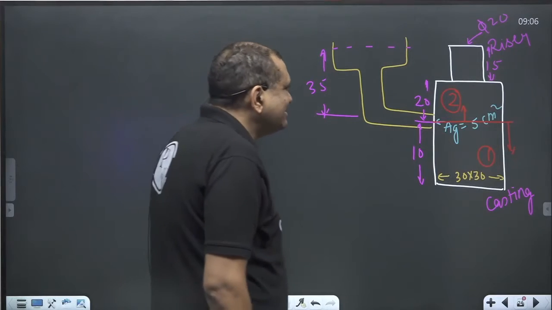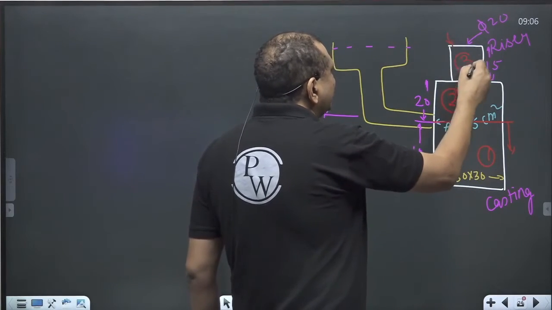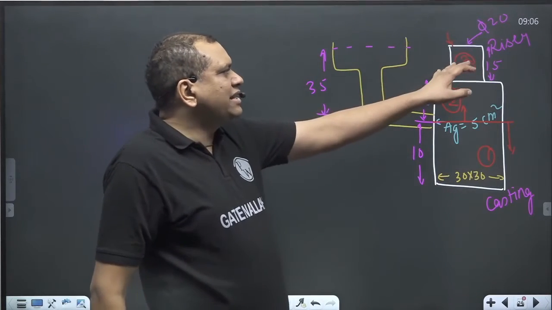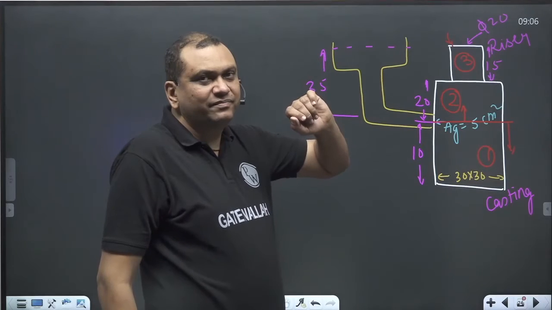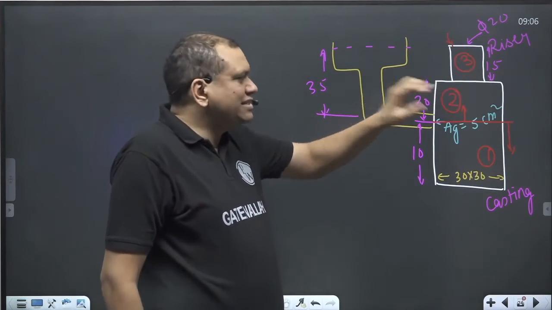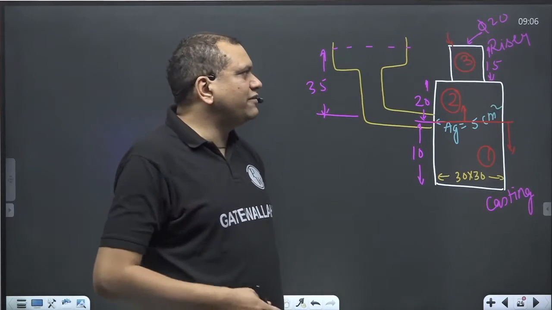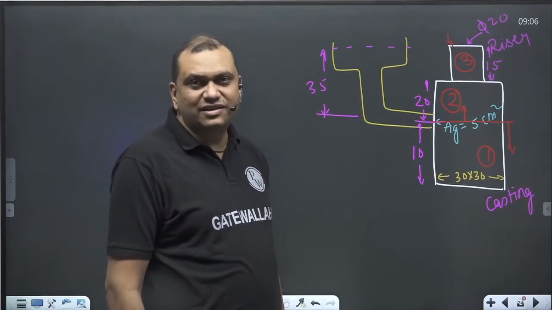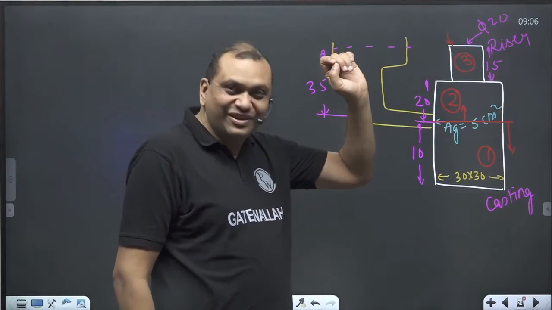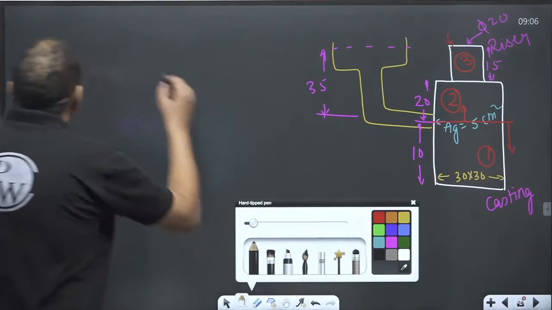Now, this riser is section 3. You know why I am taking it as a different section? Because the cross-section area of riser is different than casting. And that will also be a bottom gating system. Okay? So this is your next question.